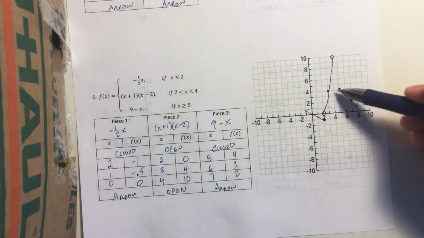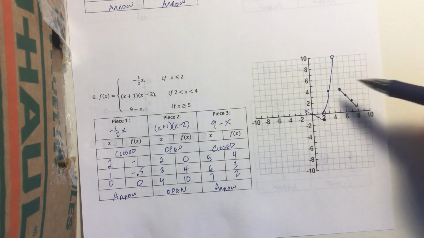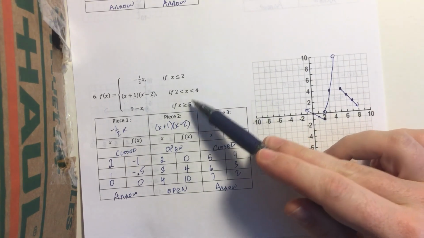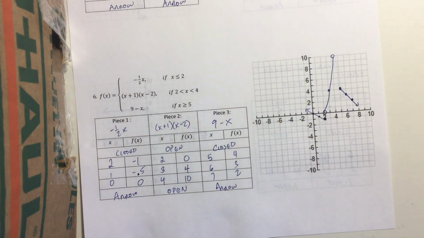Notice from 4 to 5, our graph does not have any y values, and that's because the domain skipped from 4 to 5, and that's okay. That will happen from time to time.